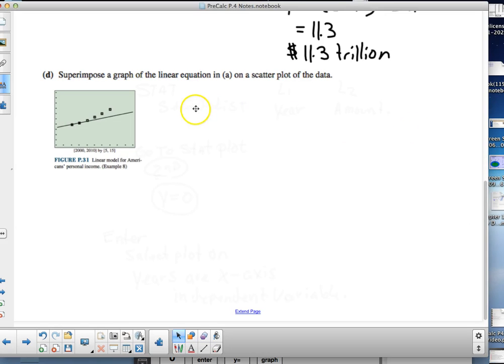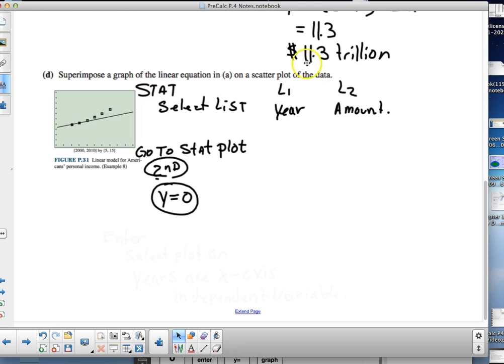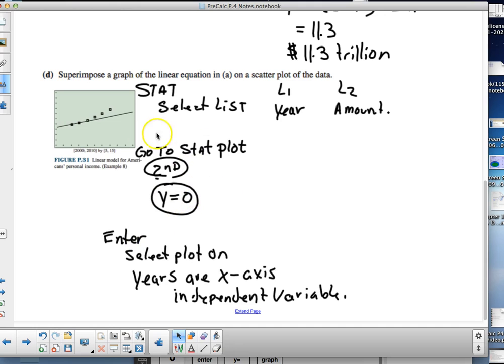But again, a list on how to get there is here with L1 in year, L2 is the amount. You go to stat plot, second y equals, and I can also look at my... I don't know why I have y equals 0 there. I wouldn't put y equals 0. I don't know why I put that in there. So we're going to get rid of that.